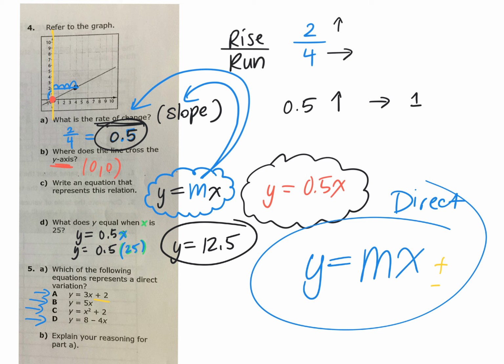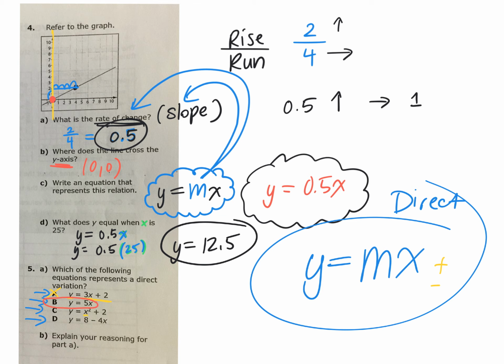So I'll ask you this again. Y equals 3x plus 2. Is that direct? B, y equals 5x. Is that direct? Yes. Let's just make sure, let's check the other ones. It could be more than one answer.